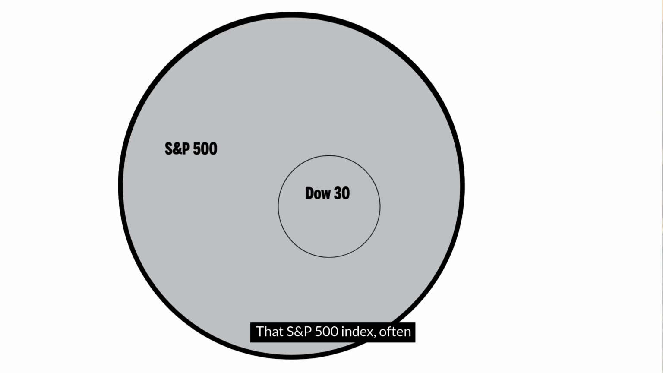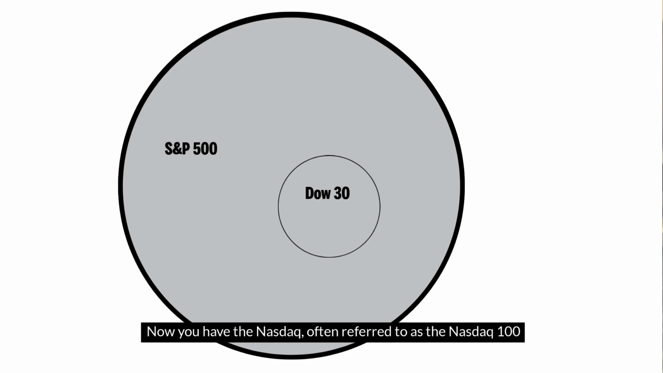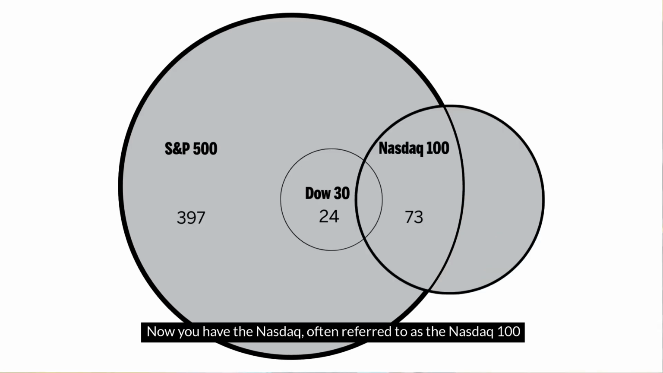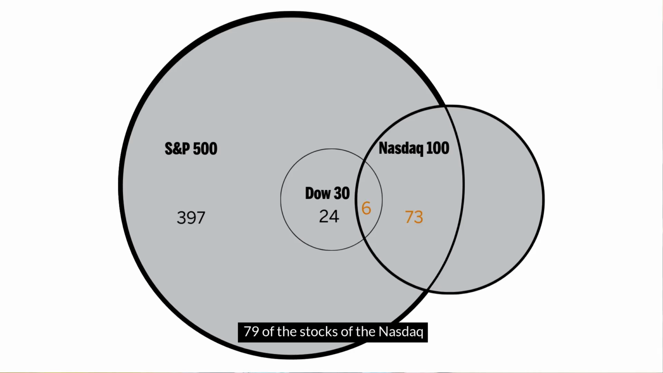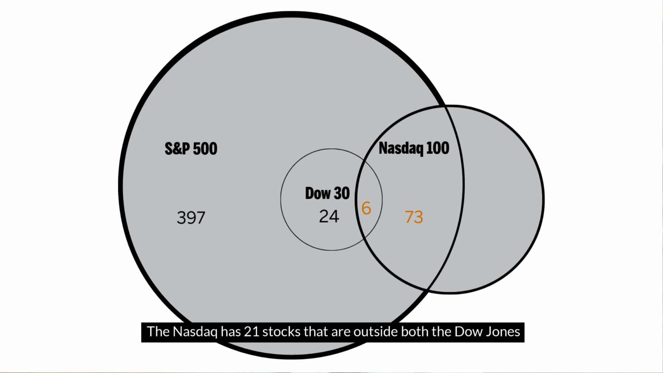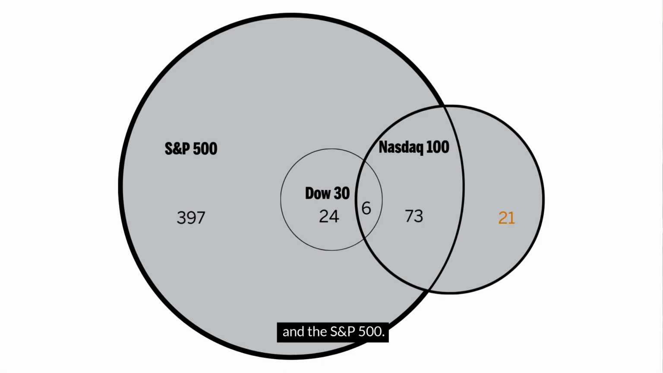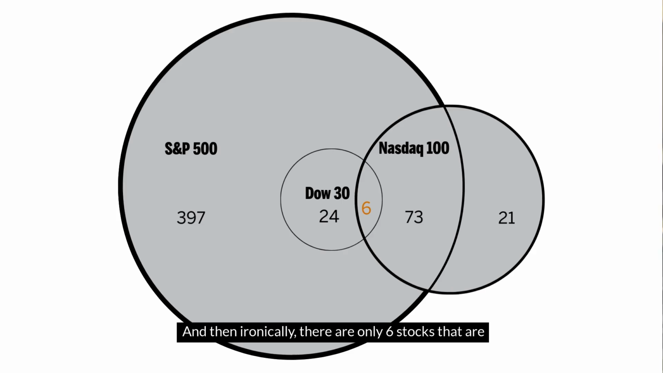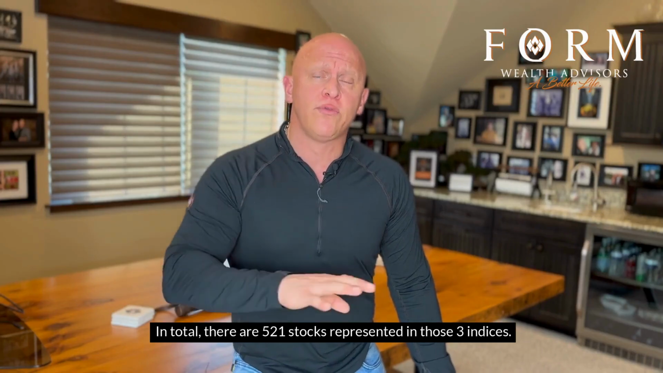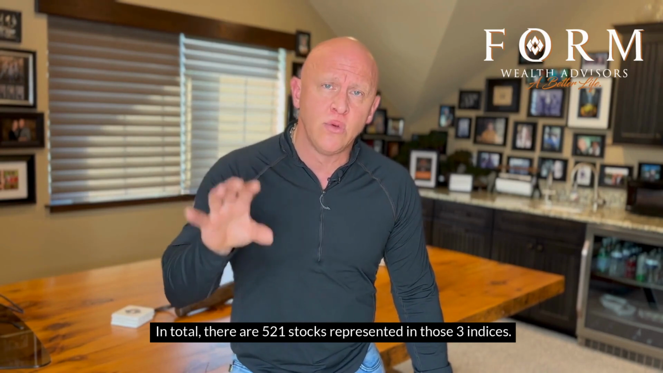That S&P 500 index, often referred to as the market, has 500 companies in it. Now you have the Nasdaq, often referred to as the Nasdaq 100 because there are 100 stocks in the Nasdaq 100. Here's what's interesting about the Nasdaq. 79 of the stocks of the Nasdaq are represented in the S&P 500. The Nasdaq has 21 stocks that are outside both the Dow Jones and the S&P 500. And then ironically, there are only 6 stocks that are represented in all 3 of the S&P 500, the Dow Jones, and the Nasdaq. In total, there are 521 stocks represented in those 3 indices.